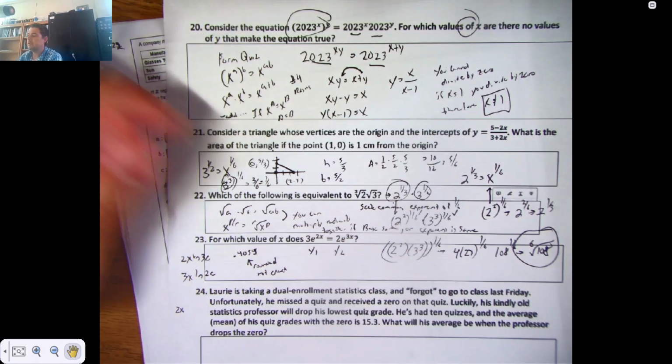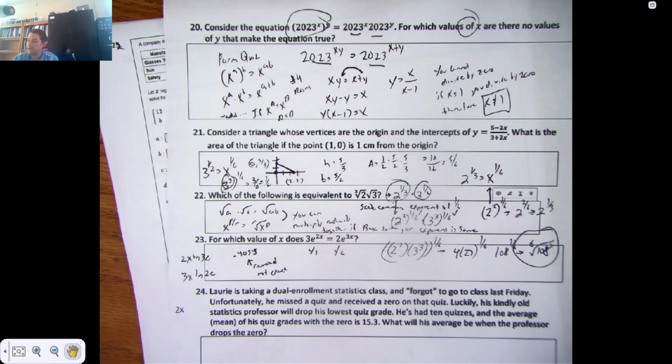All right. Laurie is taking a dual enrollment statistics class and forgot to go to class on Friday. Notice the quotation marks. Unfortunately, he wasn't expecting that pronoun. Missed a quiz and received a 0 on that quiz. Luckily, his kindly old statistics professor will drop his lowest grade. He had 10 quizzes, and the average, which is the mean of his grades, with the 0 is 15.3. What will his average be when the professor drops the 0?